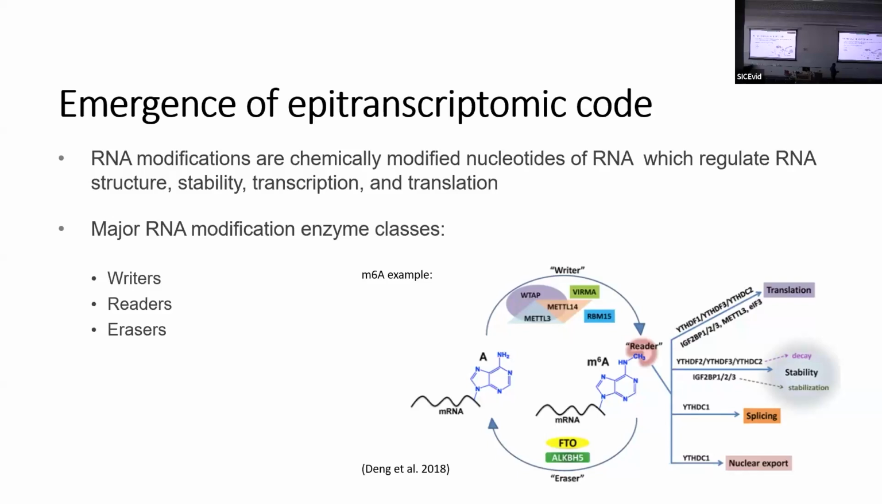Now, it is up to our imagination whether these readers and erasers exist for all the 160 modifications that are reported so far. Because even for the writers, we don't know which enzymes are able to do this modification in humans and other systems. So it's a big open question. What are the players which are dictating this epitranscriptomic code in these systems?